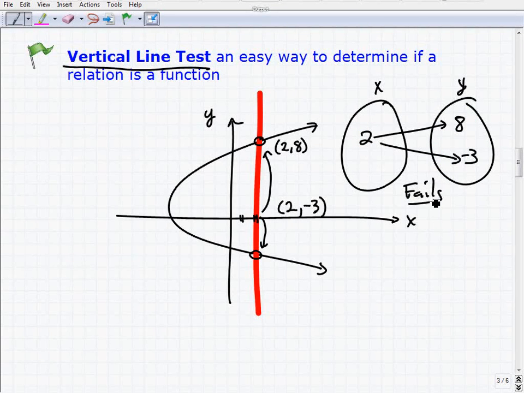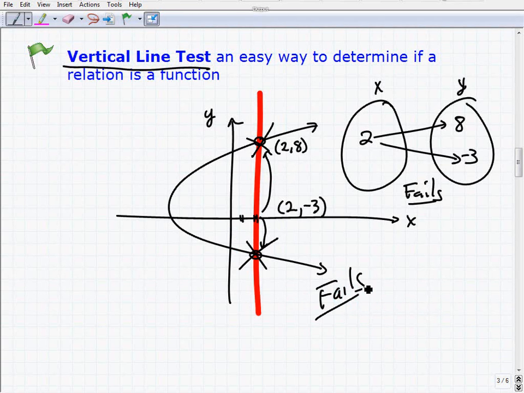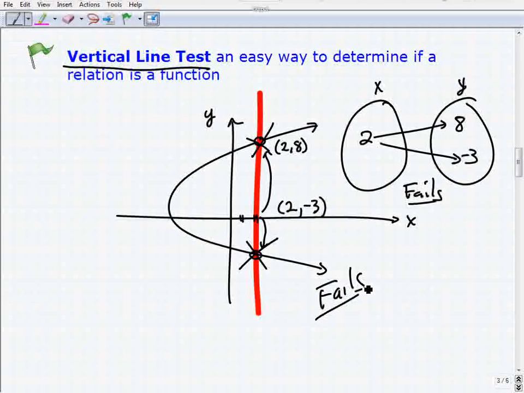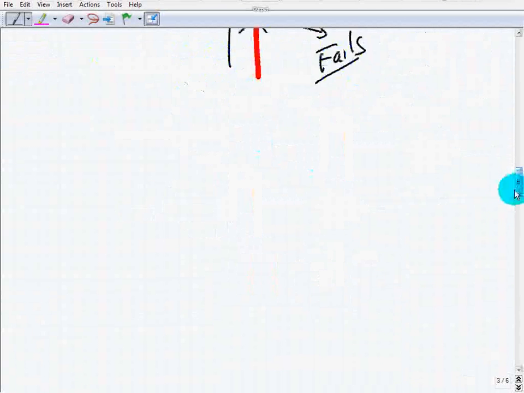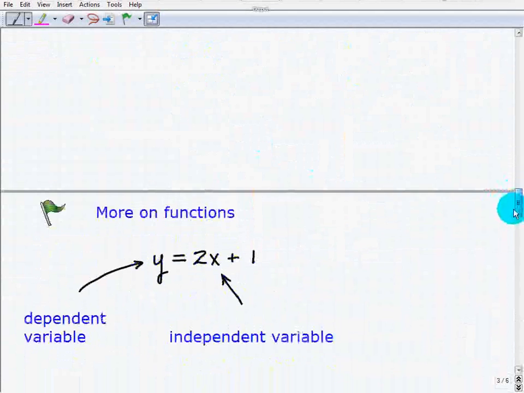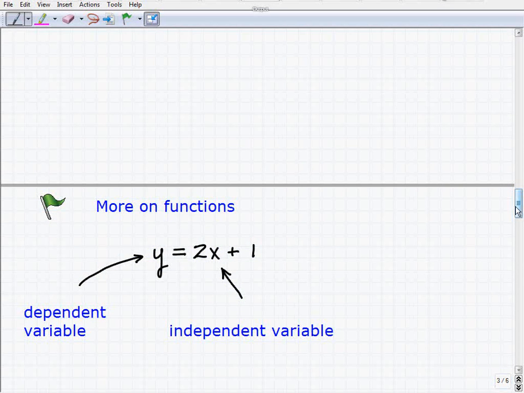So you could make a mapping diagram, but graphically, the way you would see how it would fail is that when you draw a vertical line through the graph, it passes through twice. Okay? So this fails the vertical line test. So this graph does not represent a function. It's simply a relation. Alright, moving on. So if you understand everything so far, you're doing fantastic. Okay, so I'm throwing a lot at you, and if you need to take a break, definitely do so.